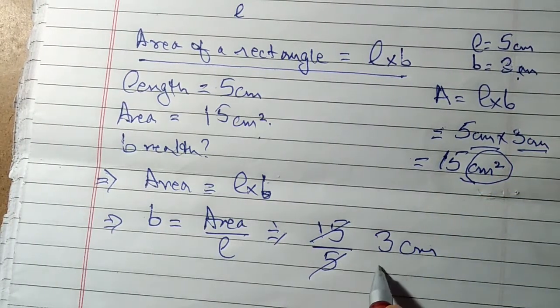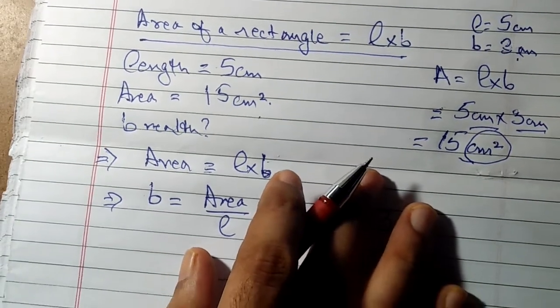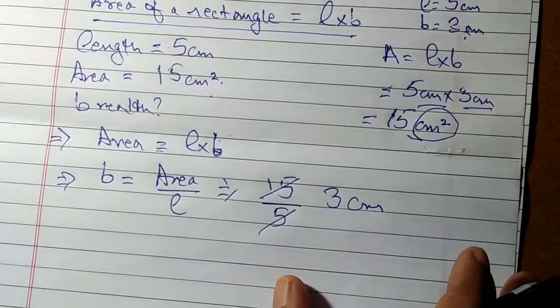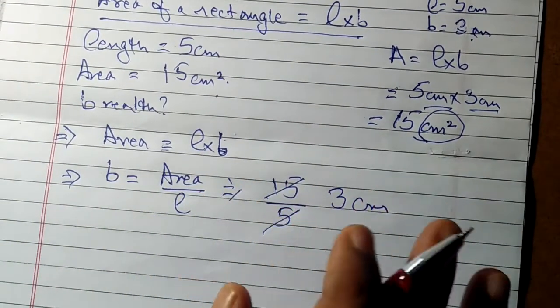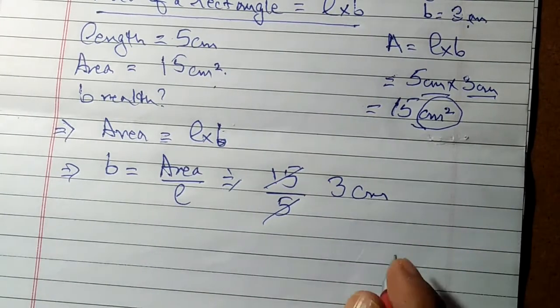So you can find any of the sides if one or two of the three quantities, length or breadth or whatever, is given. This simplest explanation is for class 8 students.